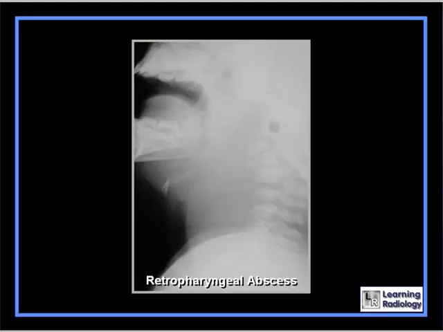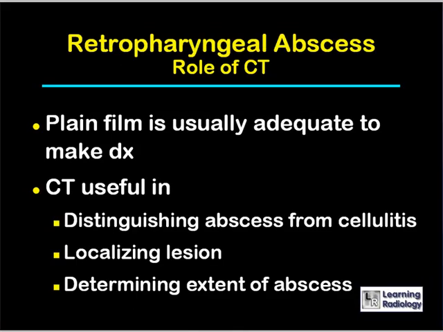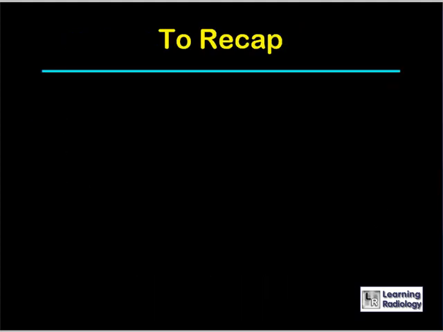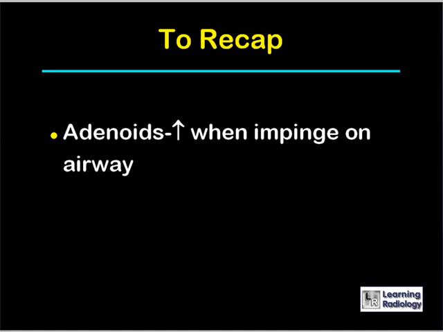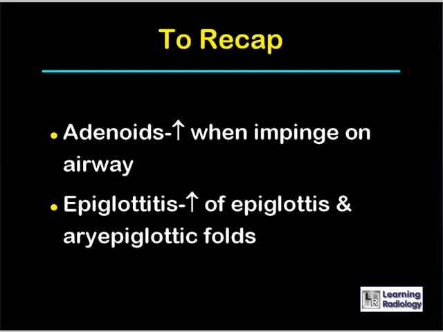So this is a kitty with a retropharyngeal abscess. There is no question that there is marked enlargement of the retropharyngeal soft tissues, no matter what measurements are used. Conventional radiography is usually adequate to make the diagnosis of a retropharyngeal abscess. The role of CT is in distinguishing an abscess from cellulitis, in localizing the lesion, or determining the extent of the abscess. So to recap, adenoids are enlarged when they impinge on the nasopharyngeal airway.